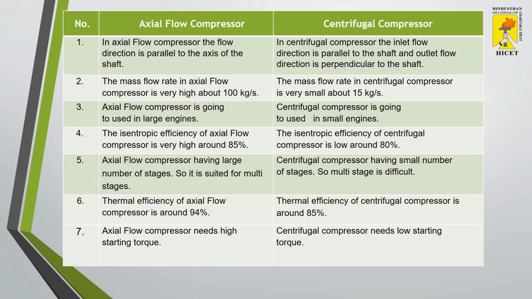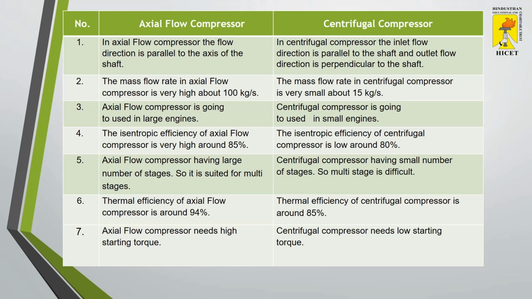Now coming to the comparison between axial flow compressor and centrifugal flow compressor. Axial flow compressor's direction is parallel to the axis, whereas in a centrifugal compressor it is radial. In axial flow, the mass flow rate can be up to 100 kg per second, whereas in centrifugal it can be up to 15 kg per second. Axial flow can be used in large engines. Since only a small mass flow rate can be used, centrifugal compressors can be implemented only in small engines.